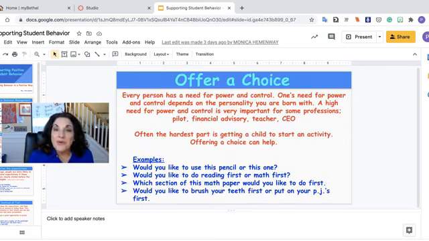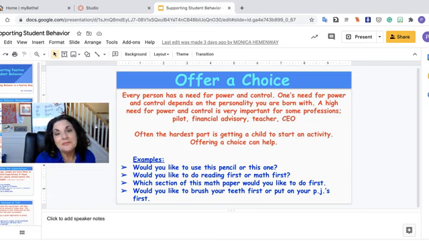So we're all born with a personality unique to us. It has a lot of different facets. One part of our personality is our need for power and control. Everybody has a need for power and control, some high, some low. There are professions that really lend themselves to a high need for power and control. That would be like an airline pilot or a CEO, financial advisor, or even a teacher, because we're controlling little kids all day long.